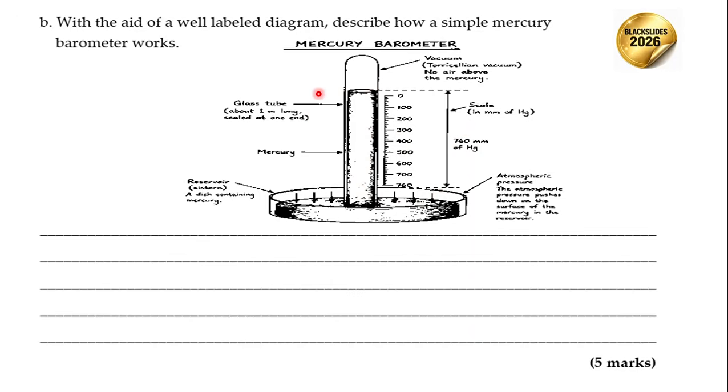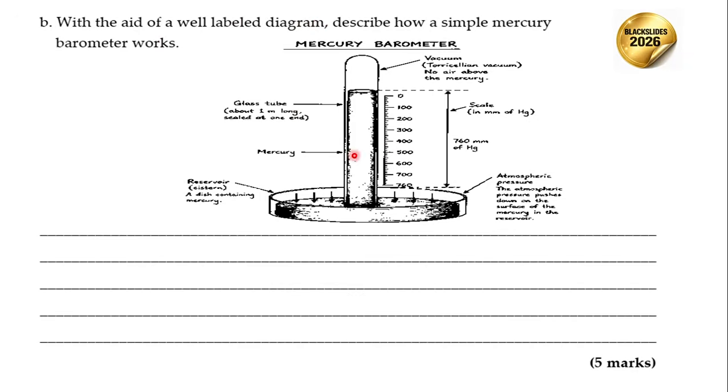So at least show any 3 parts. It's recommended that you show any 3 parts on any diagram, on a question that requires a diagram. By indicating the 3 parts, you have 1 mark. And the diagram also may be 1 mark, a total of 2 marks. So I feel that the question was underscored. It is supposed to be greater than 5 marks, but that's fine. So with the aid of a well-labeled diagram, describe how a simple mercury barometer works.